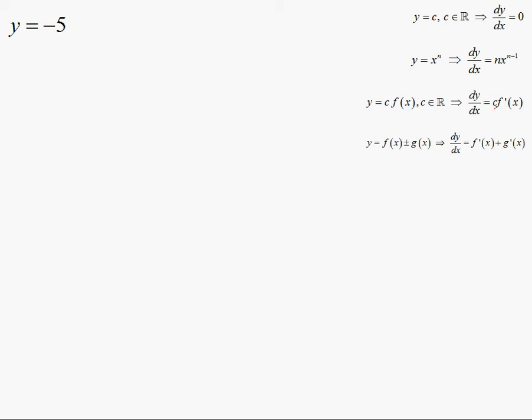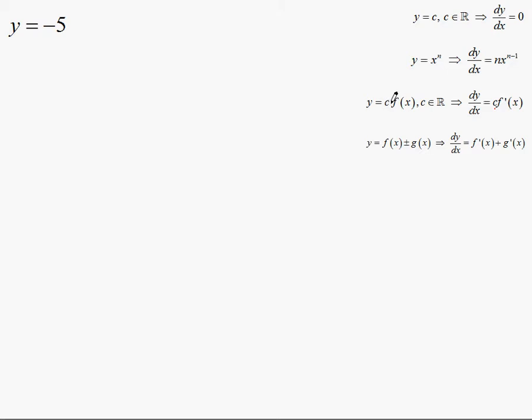Now we're going to look at taking some derivatives using rules that we learned in previous math courses. If y is a constant, then the derivative is 0. If y is some function of x to a power, where the power here has to be a real number, then we simply take the n down and subtract 1 from the exponent to take the derivative.